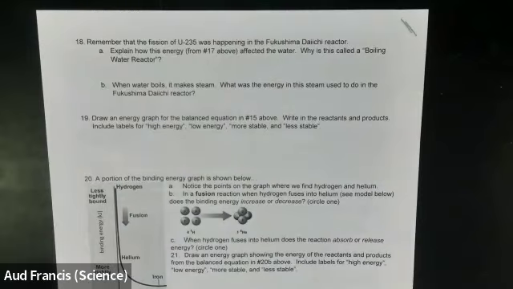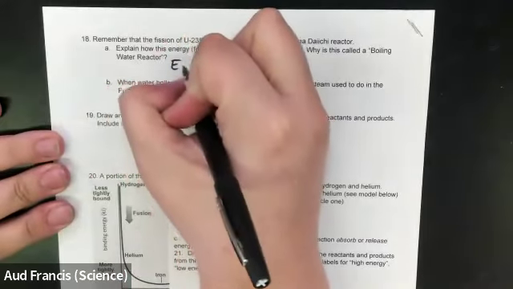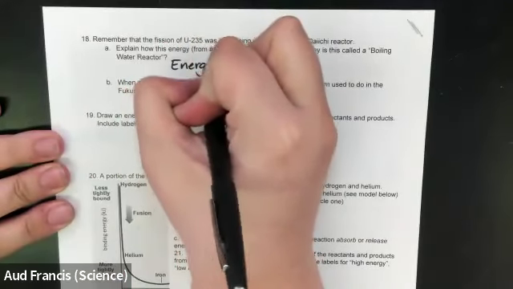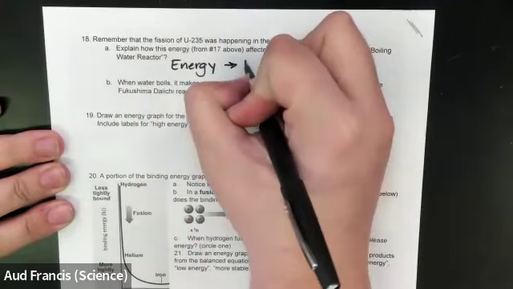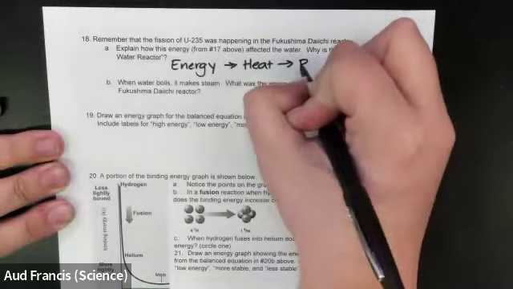Basically, here's what I need you to know for 18, because this is also on the Google Slides. For question 18, how is the energy that was released causing a boiling water reaction? Well, energy gets released as heat. Heat boils water. So energy becomes heat, becomes boiling.